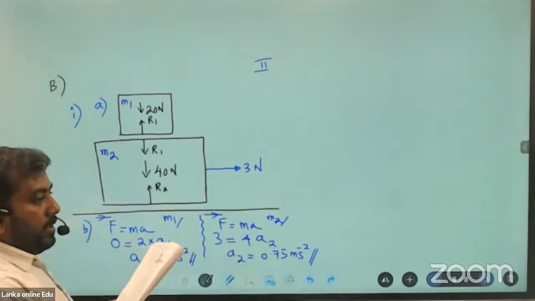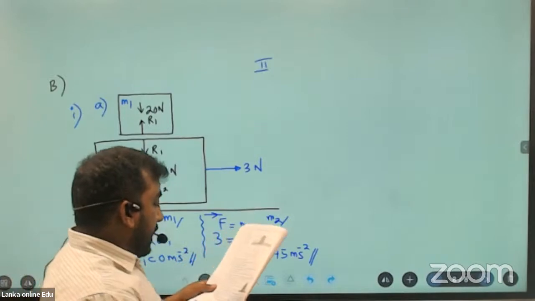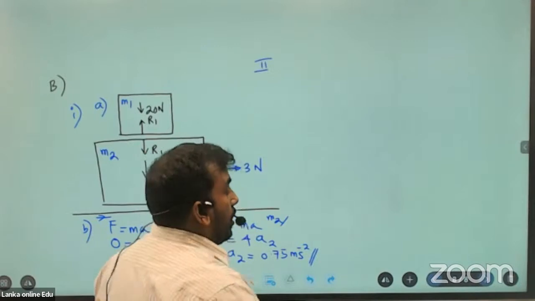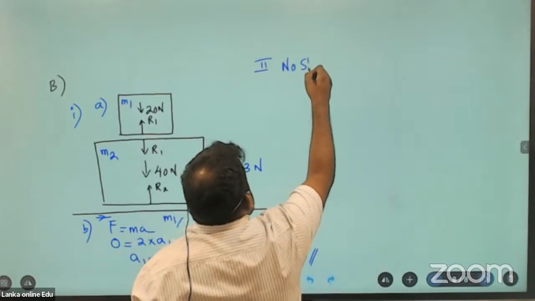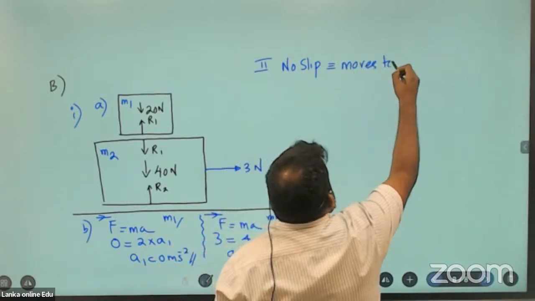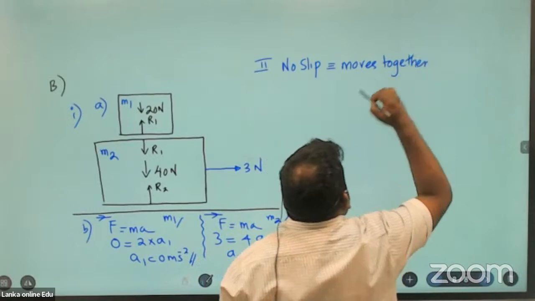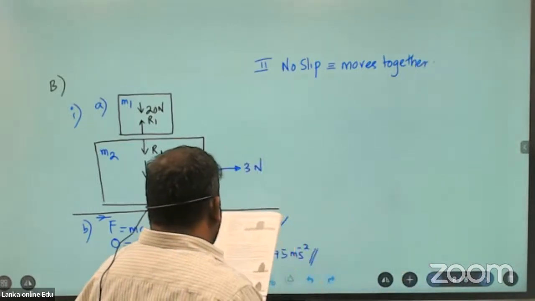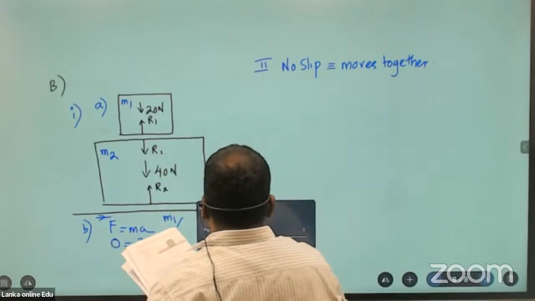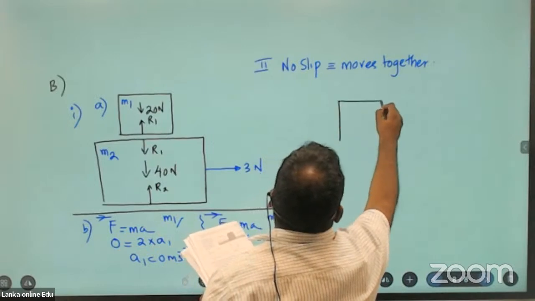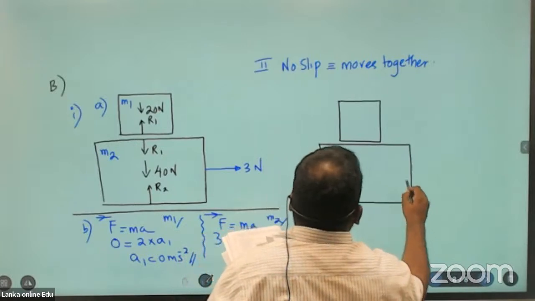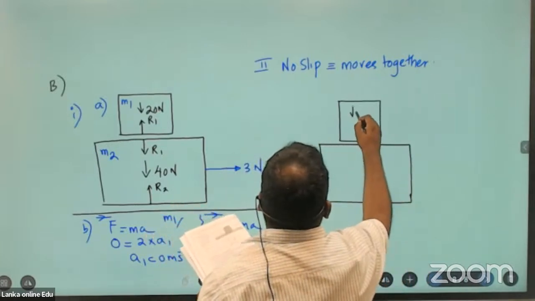Roman 2. If there was sufficient friction, enough friction between the two masses, so they do not slip. No slip means very simple, moves together. So draw and label the forces. Well, we'll draw again. You can't draw on the earlier diagram, you must draw again. Some of you, because you're lazy, won't draw again. No, you have to draw again. That's part of the working.